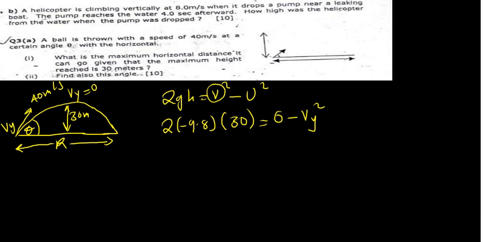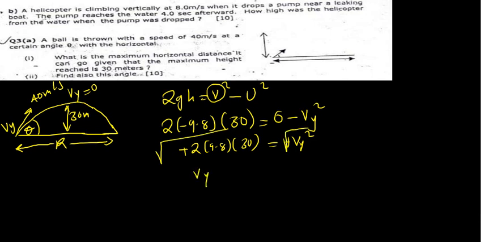Now I want to remain with only vy. So this is going to give us negative 2 multiplied by 9.8 multiplied by 30 is equal to negative vy squared. So the negatives here are going to cancel out. Then we're going to square root both sides to remain with only vy. So vy therefore is going to give us 24.2487. Of course, it's going to be positive or negative. Now just write that.